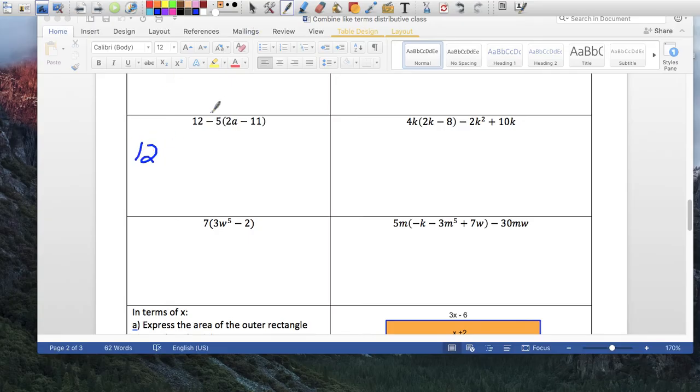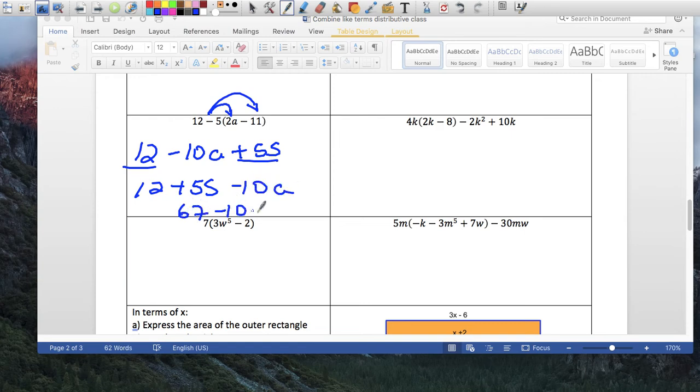12 minus 5 times 2a is going to be negative 10a. Negative 5 and negative 11 is going to be plus 55. I can combine the 12 and the 55, so let's move it around. 12 plus 55 is 67, minus 10a.